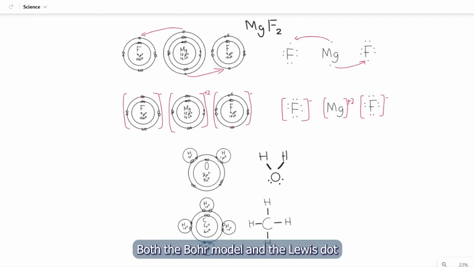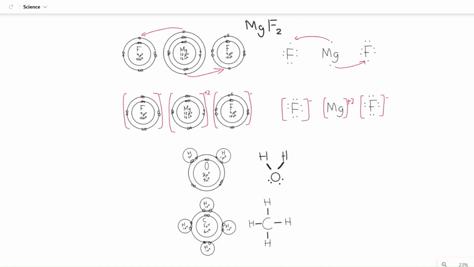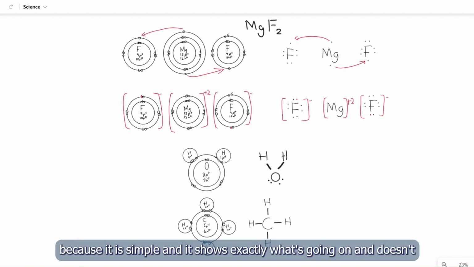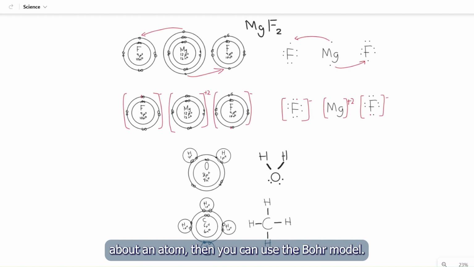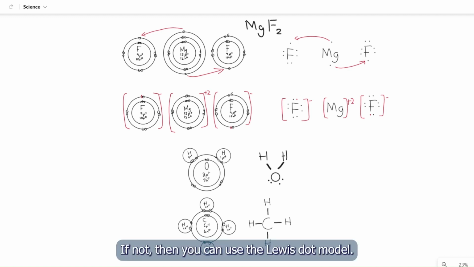Both the Bohr model and the Lewis dot model can be used in ionic and covalent compounds. But in my opinion, I think the Lewis dot model is the best because it is simple and it shows exactly what's going on and doesn't have lots of cluttered information. But if you want to display everything about an atom, then you can use the Bohr model. If not, then you can use the Lewis dot model.